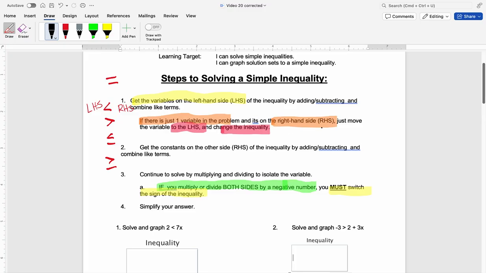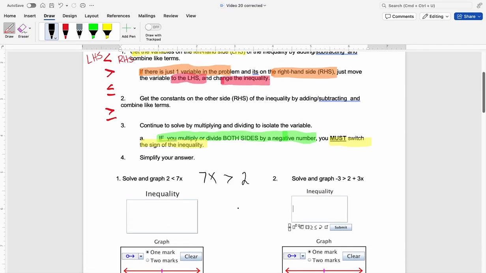So this becomes 7x. Just move it. And then it says once you move it to the left-hand side, just change the inequality. So it's a less than, so we're going to make it a greater than. Then we proceed to solve for x. So the next step is divide by 7. That cancels out. So x is greater than 2 sevenths.